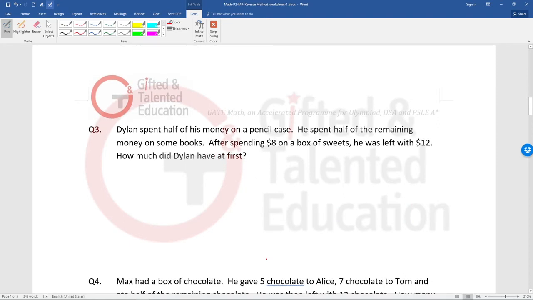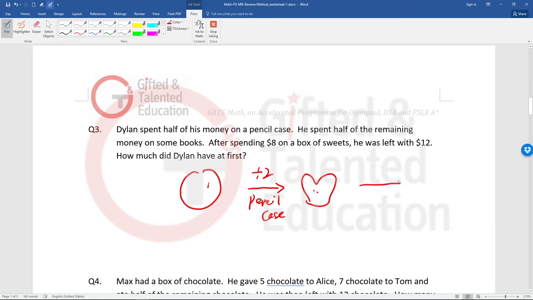Question 3. Dylan had some money at first. He spent half of his money on a pencil case. So he's left with some money. We know that this must be twice of this. So to go from this number to this number, we must divide by 2. Again, he spent half of his remaining money on some books. And again, we put a divided by 2 here. And he spent another $8 on sweets and was left with $12.